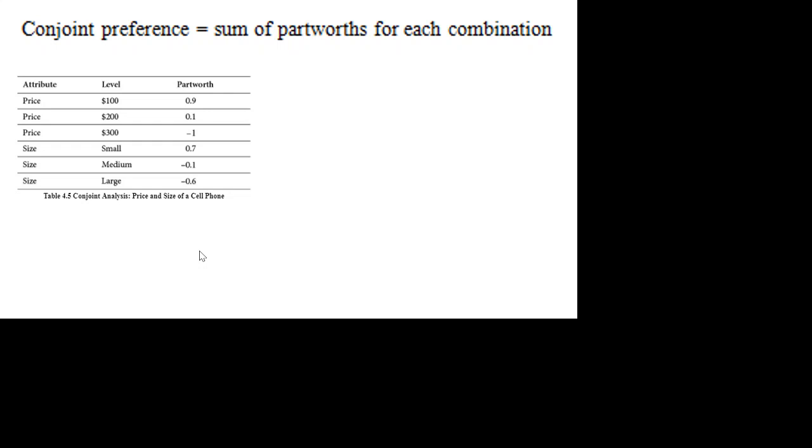Then you can take each combination of the part worths of these two attributes and add them together, and the combination with the highest sum ends up being the one that is the most preferred by consumers. So in this particular situation, we've asked all these questions, and literally all you do is take each price level and each size level and add their part worths together.